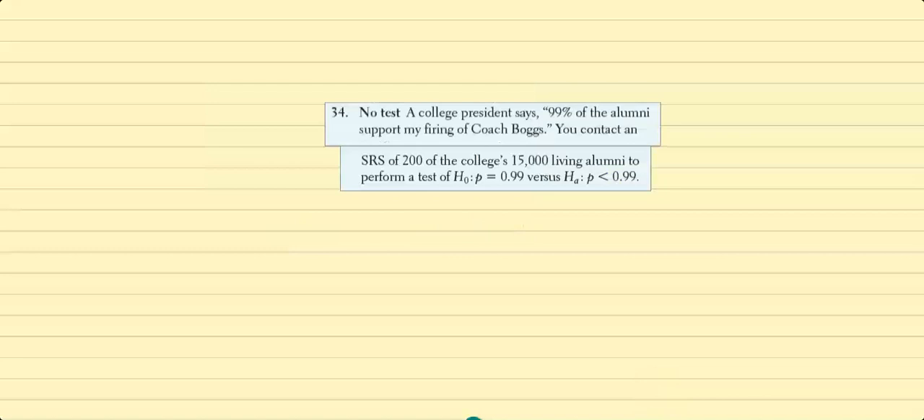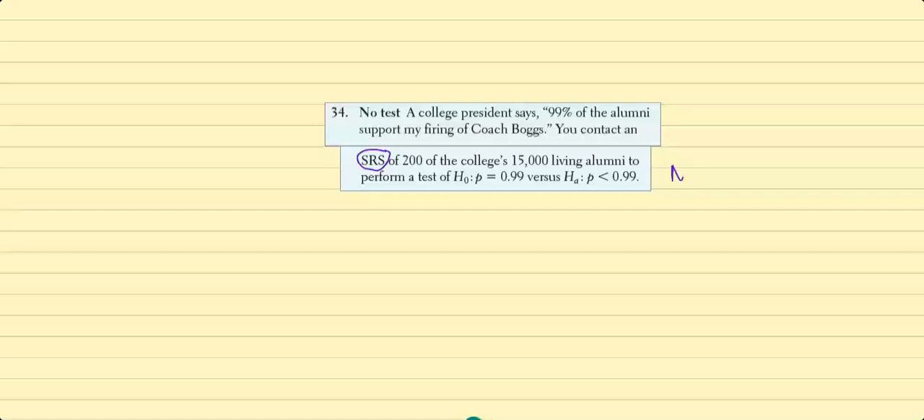So one last example, this is number 34. The college president says 99% of the alumni support my firing of Coach Boggs. You contact an SRS of 200 of the college's 15,000 living alumni to perform a test of H0: p equals 0.99 versus Ha: p less than 0.99. So we need to check our conditions because one of these conditions is going to prevent us from doing a one-sample z-test. So we do have a random sample.